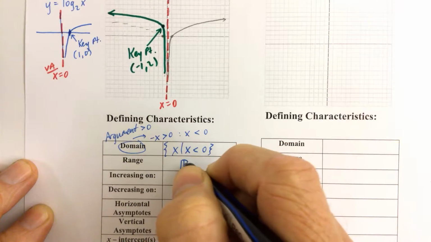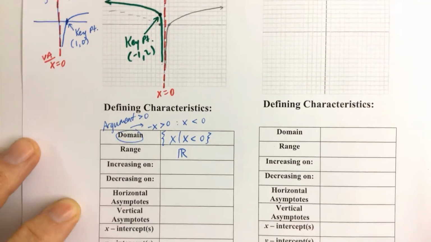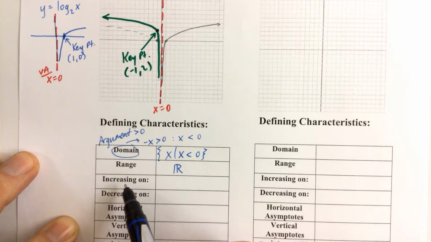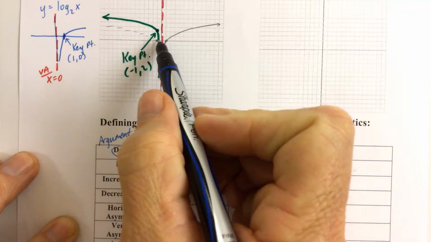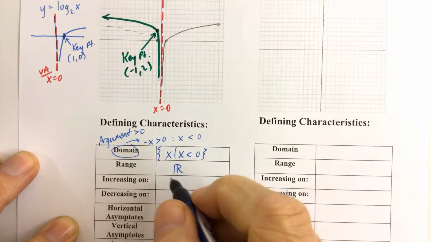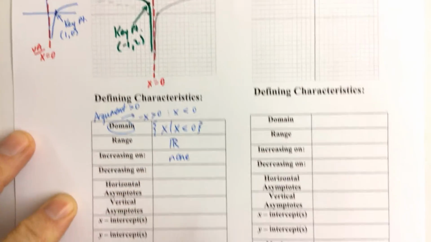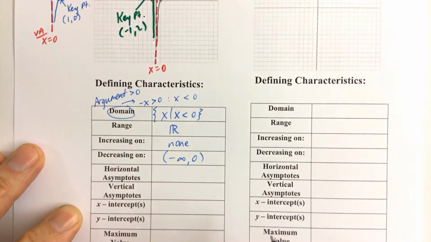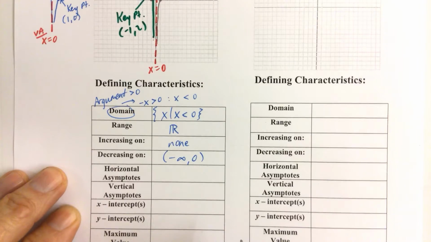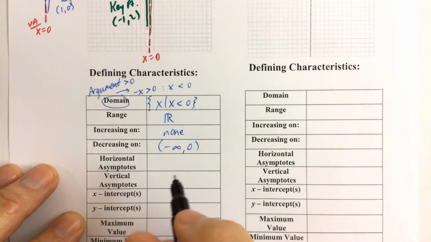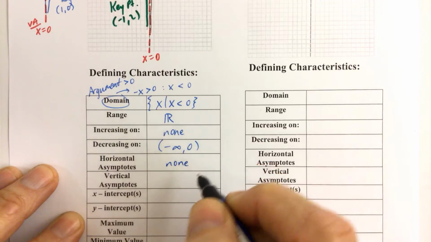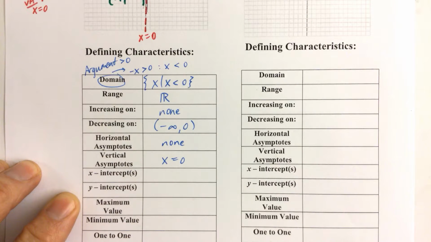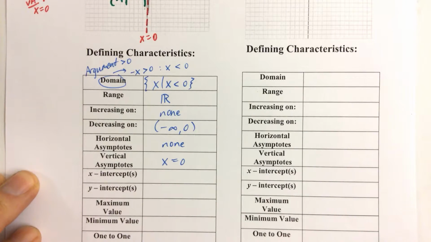Remember, the range of all log functions is always all real numbers. This function happens to be decreasing as x increases, so as x increases from negative infinity to 0, we see the y values are getting smaller. So we don't have any intervals on which the function is increasing. We do, though, have the interval from negative infinity to 0 on which the function is decreasing because, again, the y values are getting smaller on that interval. There are no horizontal asymptotes with log functions. There is, however, like we said, a vertical asymptote. Make sure you include the equation x equals 0.